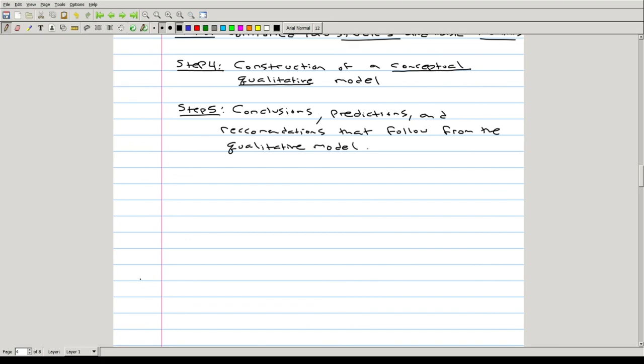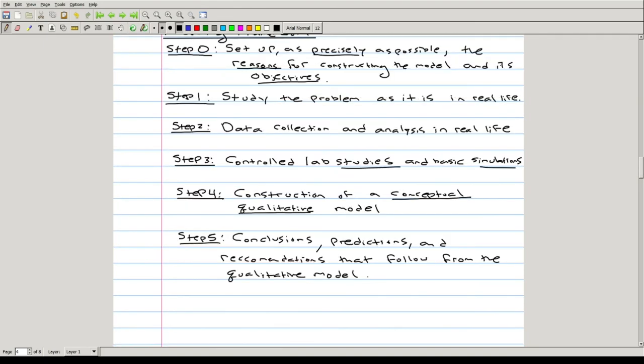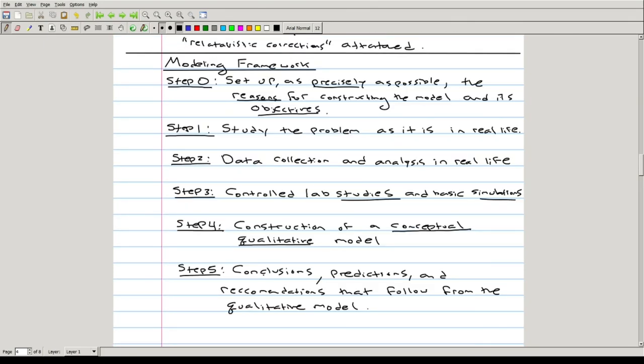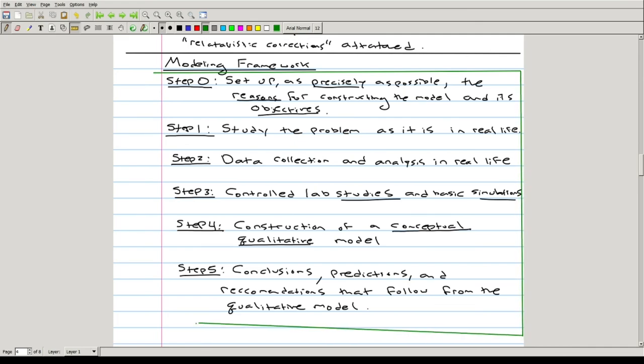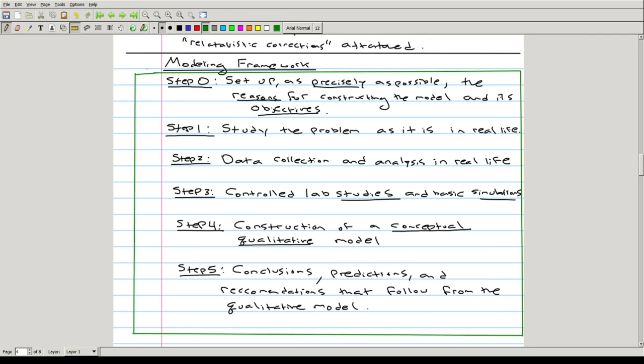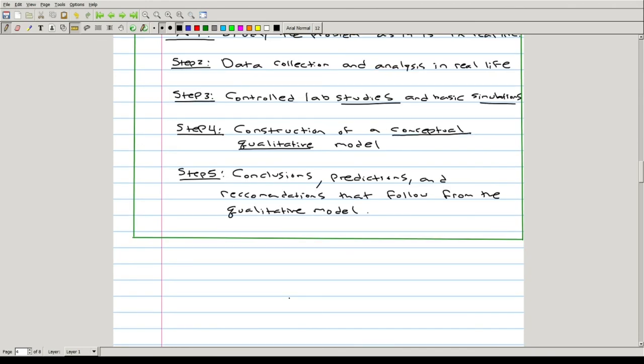And these five steps form the basis of a given model in science. But essentially, these steps are very often not enough. These steps are only the beginning of the modeling process. So these five steps, I've just made a box around them, because together they form the basis for what's called a qualitative model.